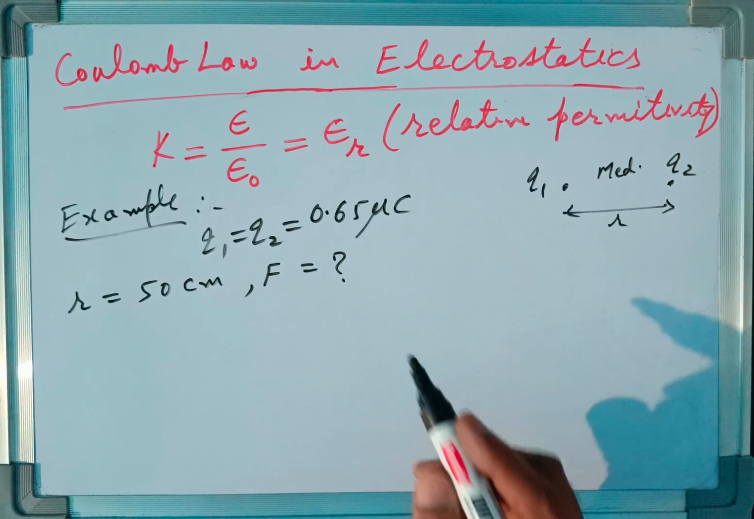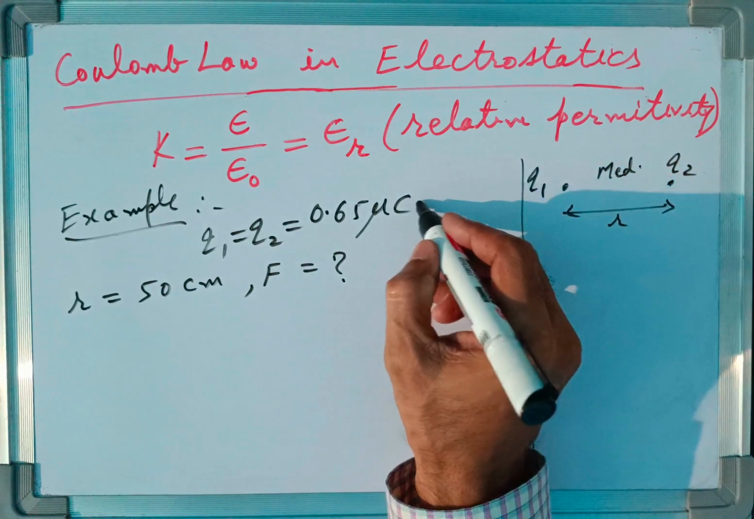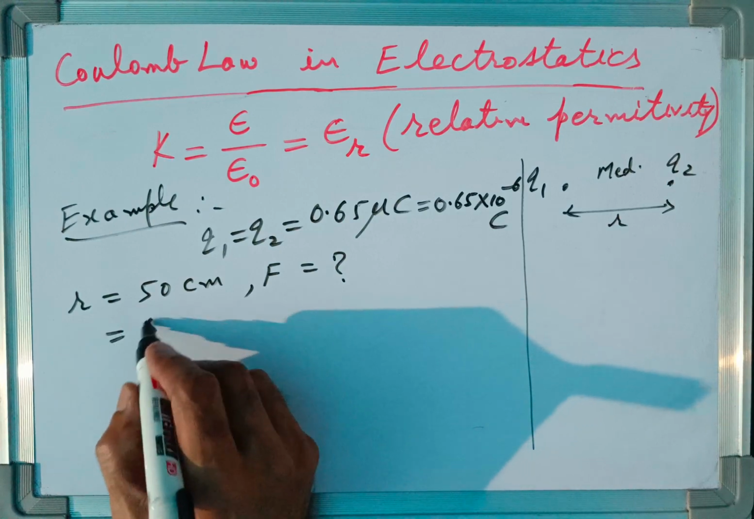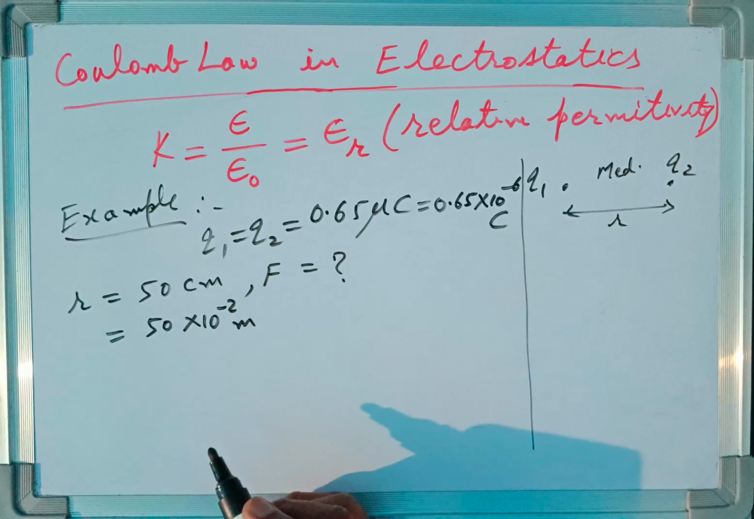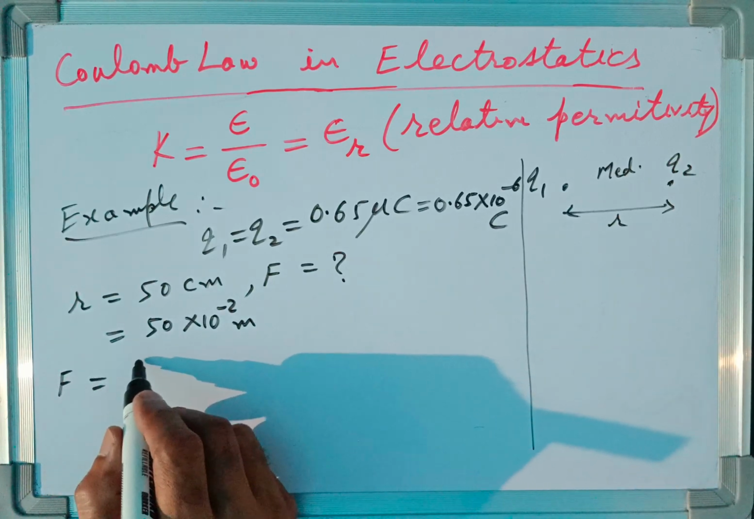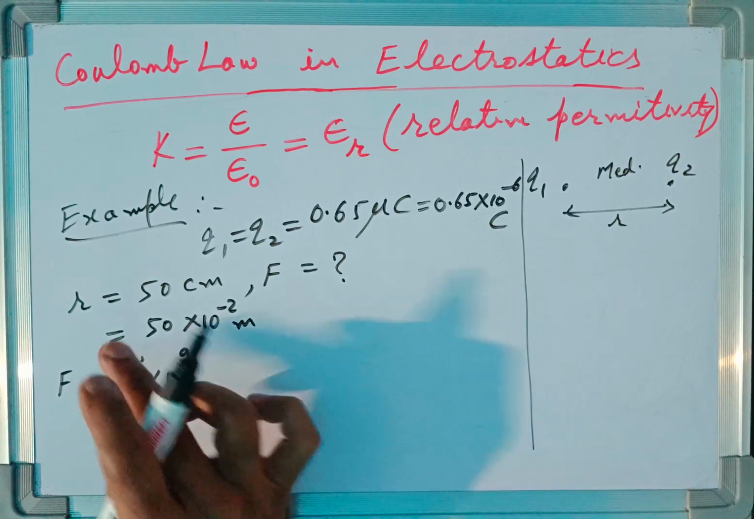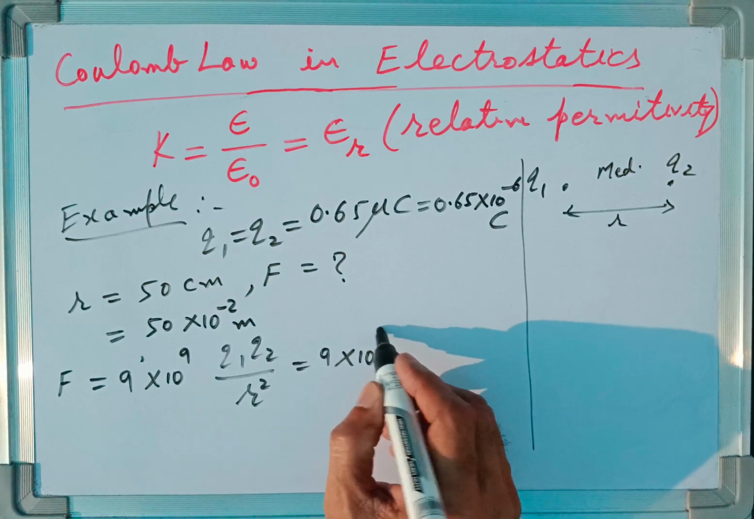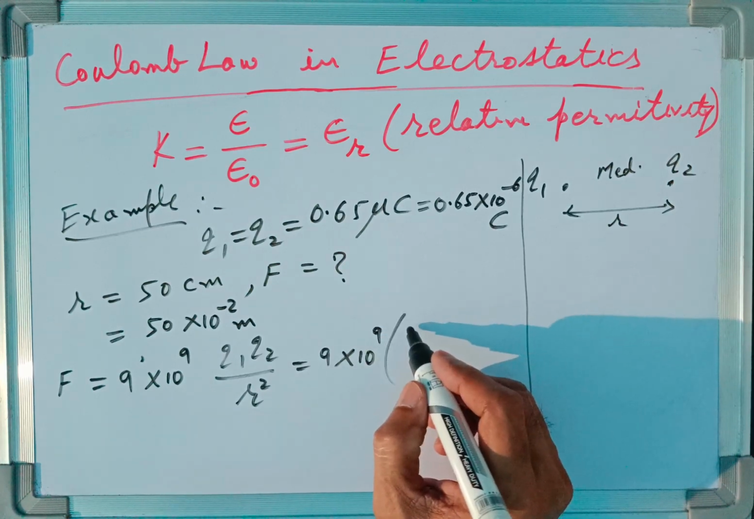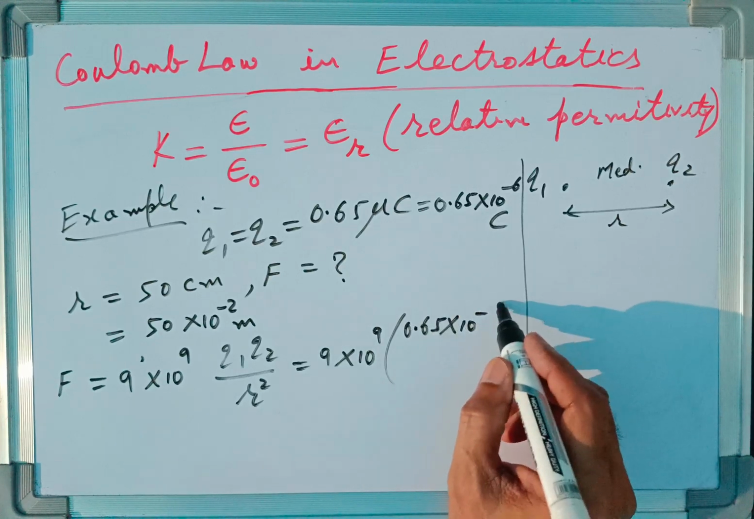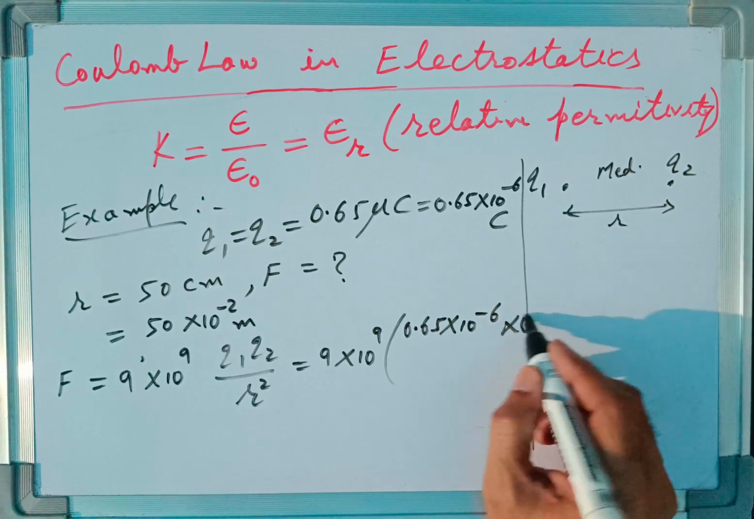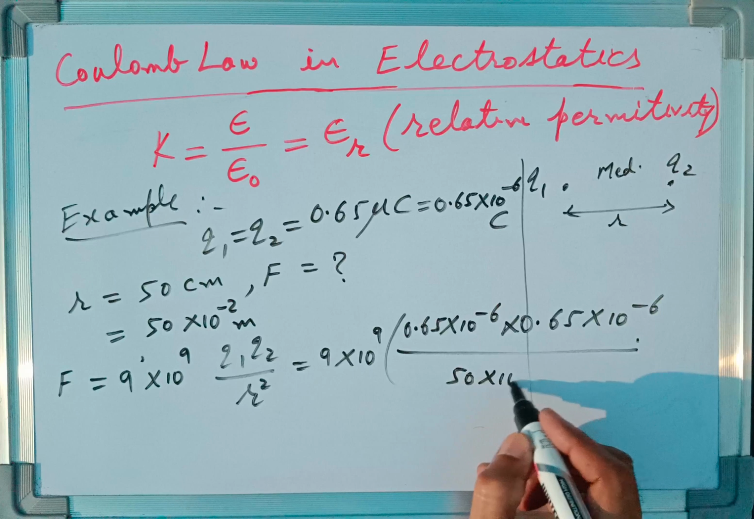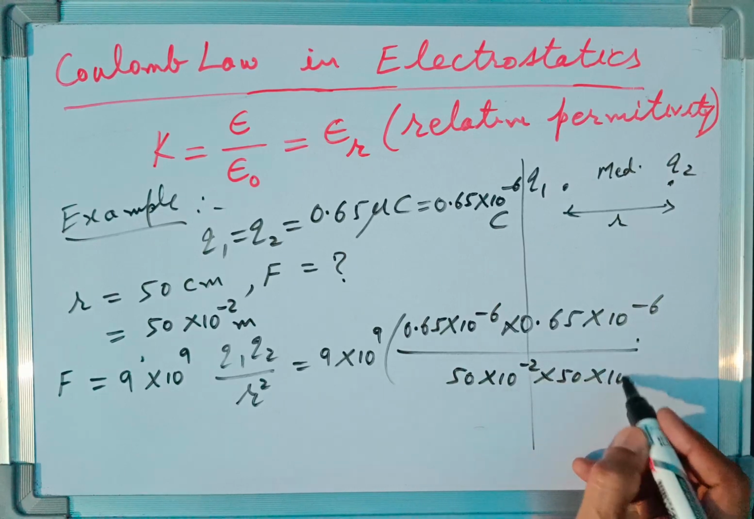We shall apply Coulomb's law. First of all, let me convert the units. 0.65 × 10^-6 coulomb, and this r can also be written as 50 × 10^-2 meter. So using these values, I can calculate F is equal to 9 × 10^9 Q1 Q2 upon r square, which is 9 × 10^9 × 0.65 × 10^-6 × 0.65 × 10^-6 divided by r square, means 50 × 10^-2 × 50 × 10^-2.